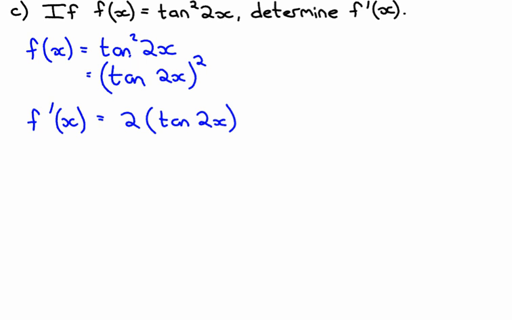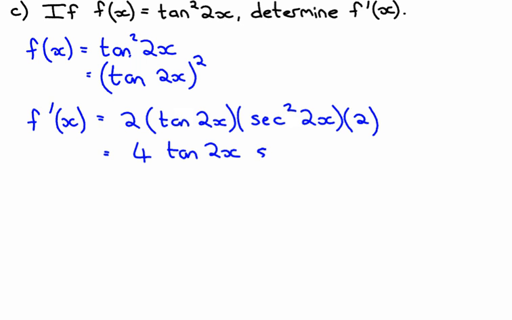Now I'm going to go and differentiate my inner function, which is tan of an angle. Now the derivative of tan of an angle is sec squared of that angle. So I'm going to multiply it by sec squared of 2x. Then I go inside and I differentiate my inside function, which is my 2x. The derivative of 2x is 2. Again, we can make that look a bit more pretty. 2 times 2 gives me 4 tan 2x sec squared 2x.